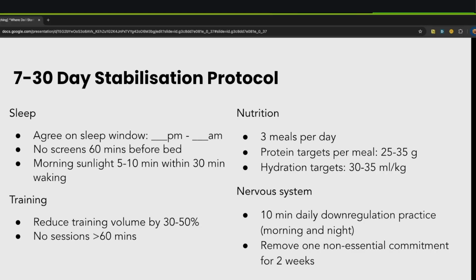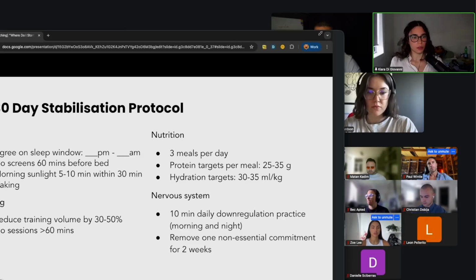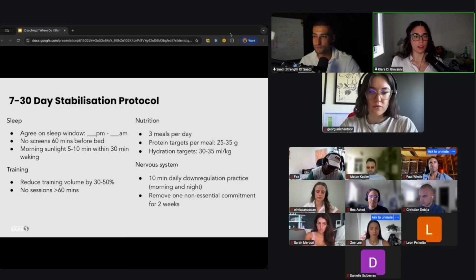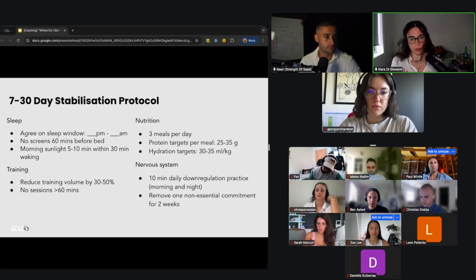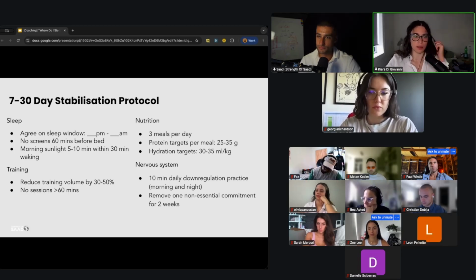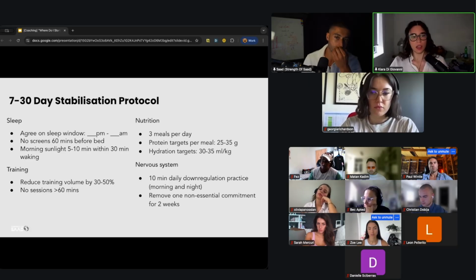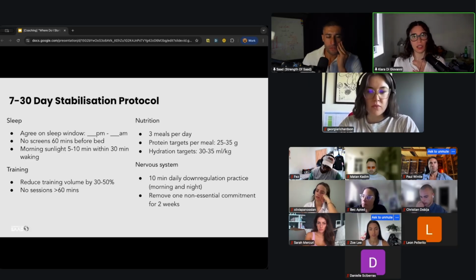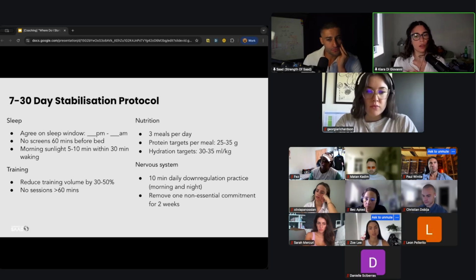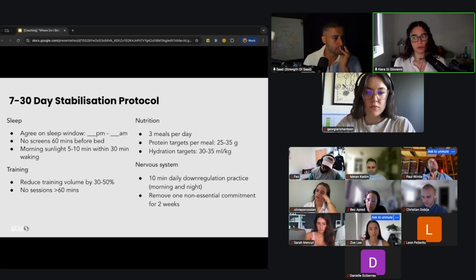And then with the nervous system, 2 really simple things we can do is like a 10-minute daily down regulation practice. Can be morning and night, or it can just be one of them, depending on their capacity. And then just talk to them and see what's one commitment that's not essential that they can just postpone or delay or remove for the time being.